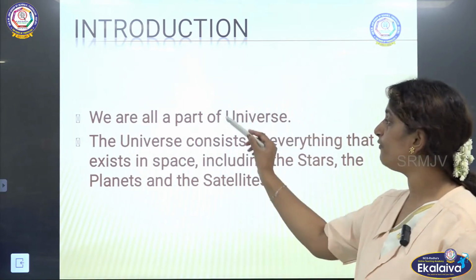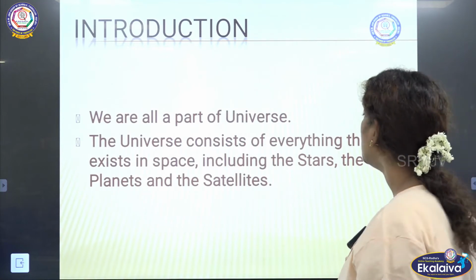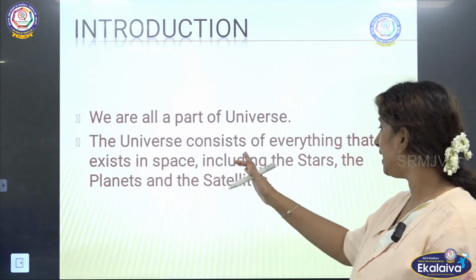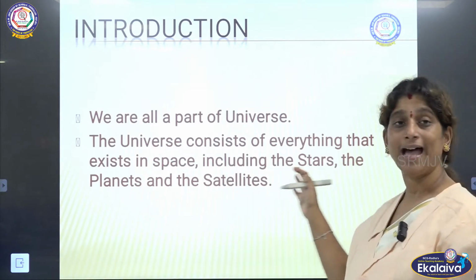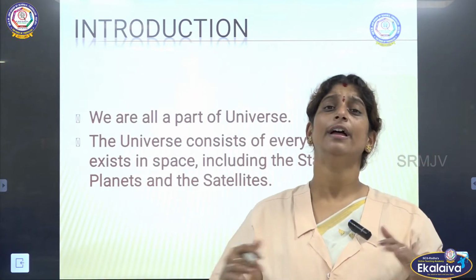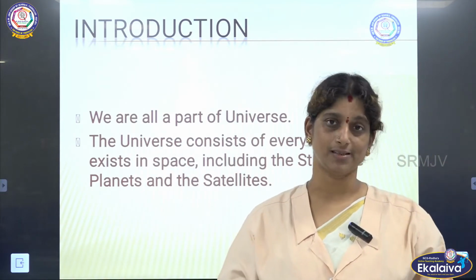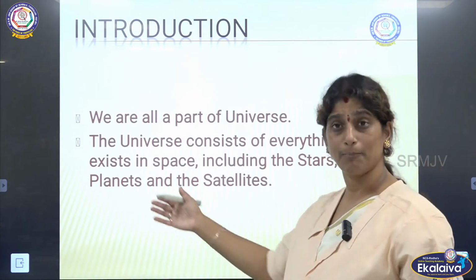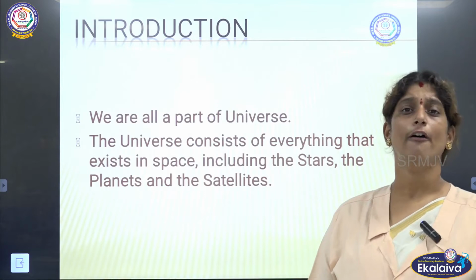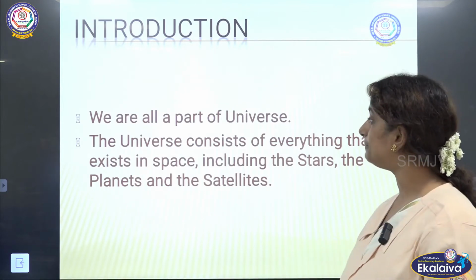So first, we are all a part of the universe. The universe consists of everything that exists in space, including the stars, the planets and the satellites. So that is the universe. The universe consists of everything that is in space, right? So it includes all the planets and even their satellites. All these put together form the universe.